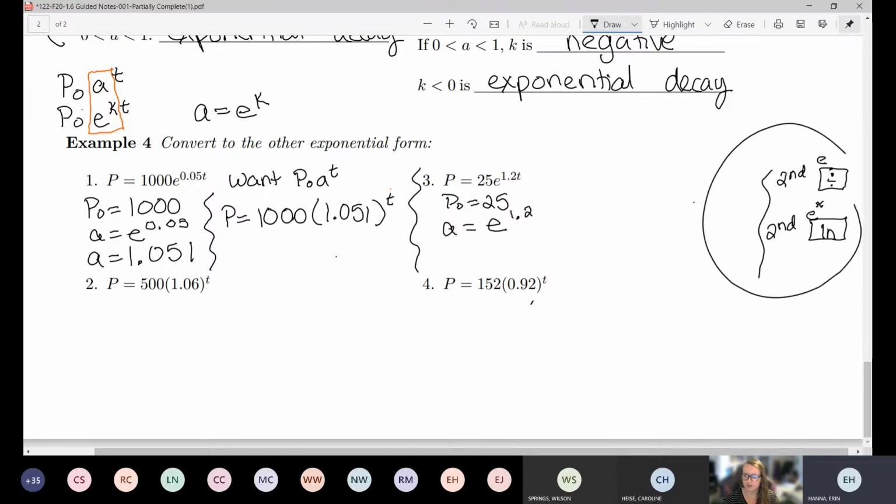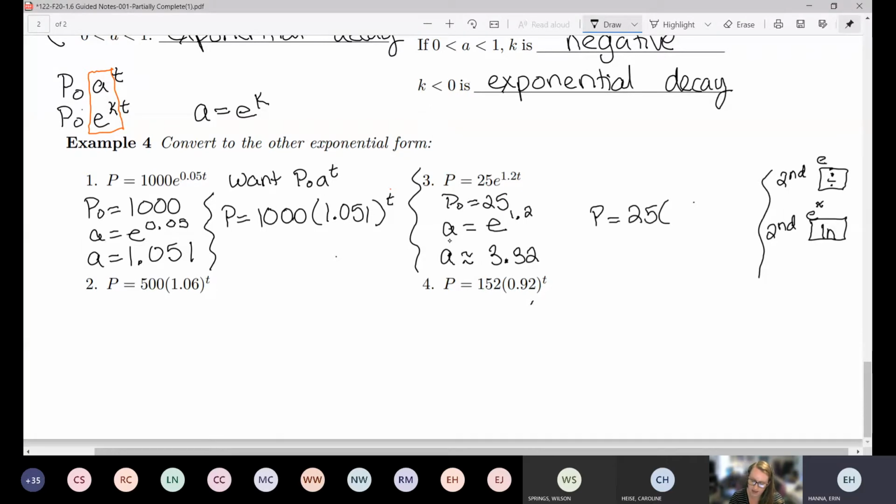Alrighty, so that's how you do it on a TI-83 or TI-84. You just punch in e to the 1.2, and you get that our a value is approximately 3.32. So once we have p naught and a, we have our equation. So we have p equals p naught a to the t.